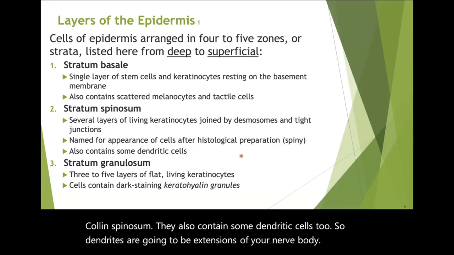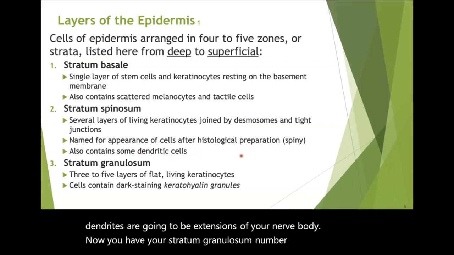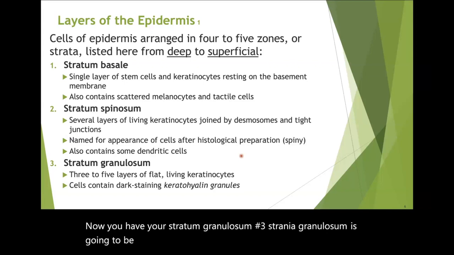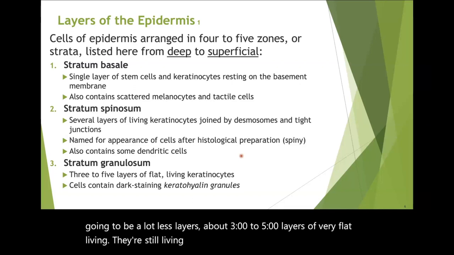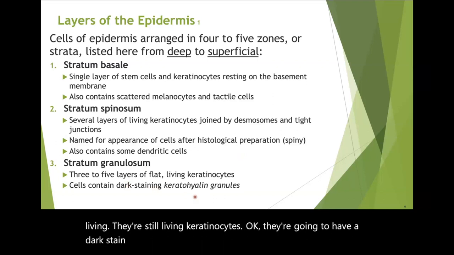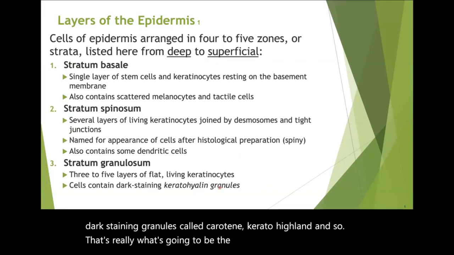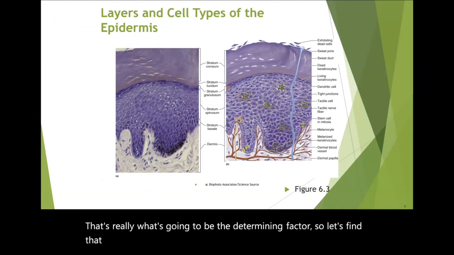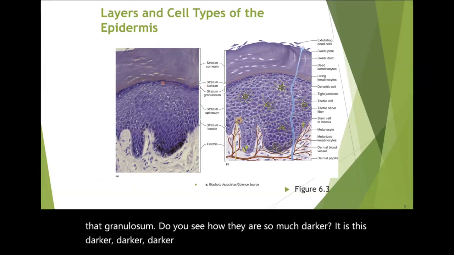Now you have your stratum granulosum, number 3. Stratum granulosum is going to be a lot less layers, about 3 to 5 layers of very flat, still living keratinocytes, okay? They're going to have dark staining granules called keratohyalin. And so that's really what's going to be the determining factor. So let's find that granulosum. Do you see how they are so much darker? It is this darker layer here.